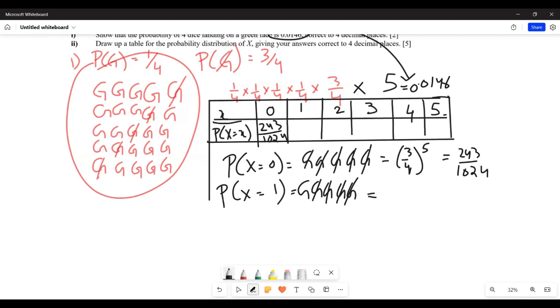So the probability of green is 1 by 4. The probability of non-green is 3 by 4, and that gets raised to the power 4. And then there's one green outcome out of 5 available spaces, so 5C1, which equals 405 upon 1024.